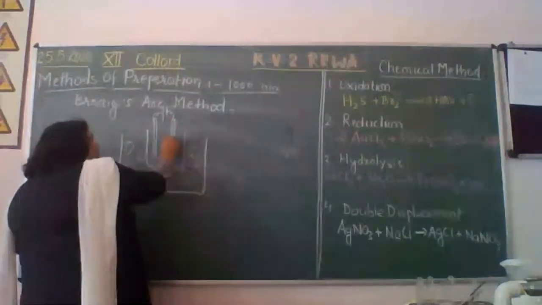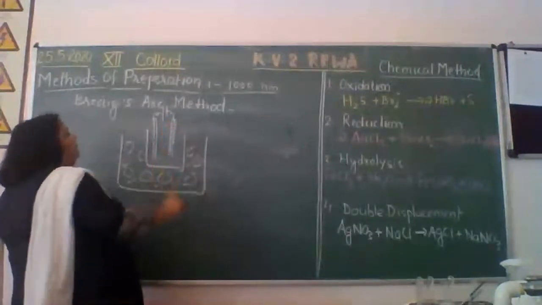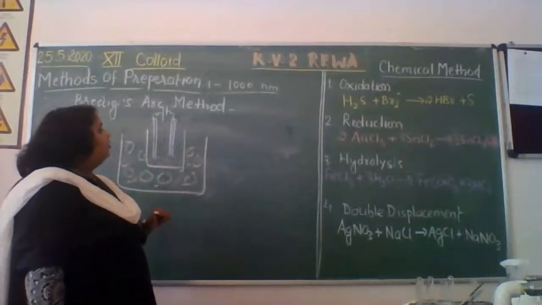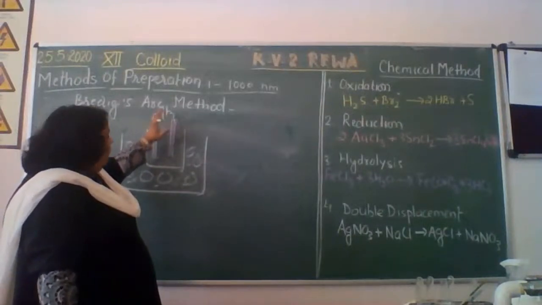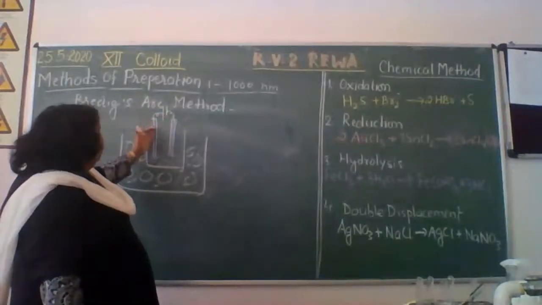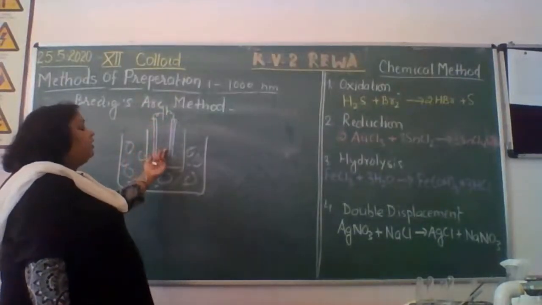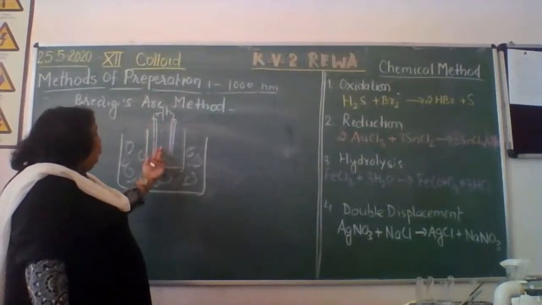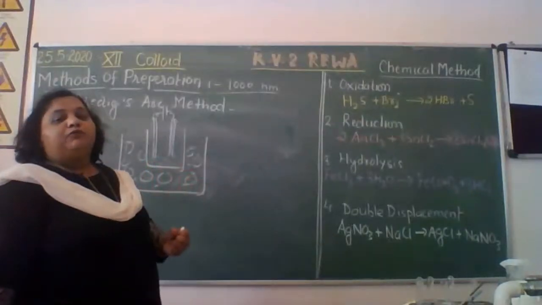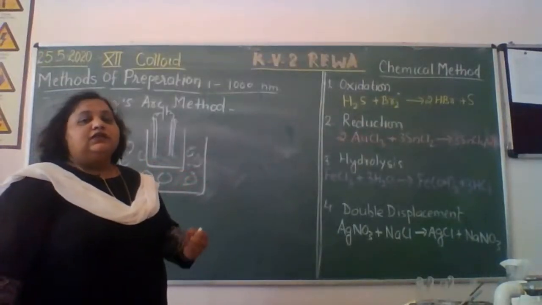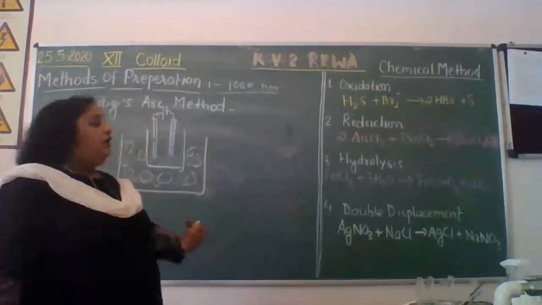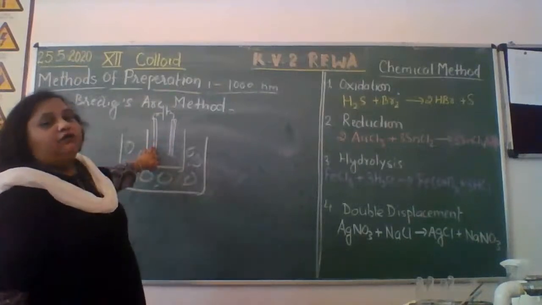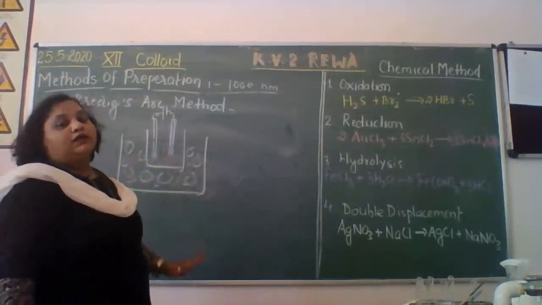Now, one of your rods is behaving as the anode and one of your rods is behaving as the cathode, as they are connected with different terminals of the battery. When you bring them in contact with each other, as they come close, what happens? An electrical spark is produced. This electrical spark causes melting and evaporation of these metals, right?